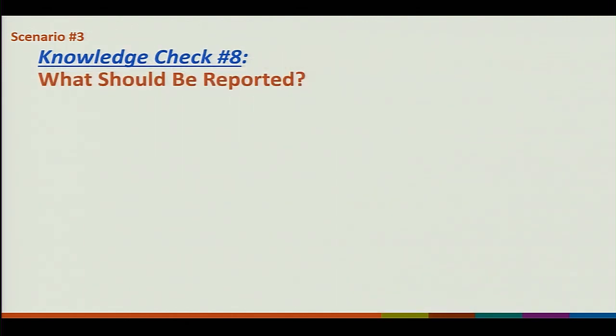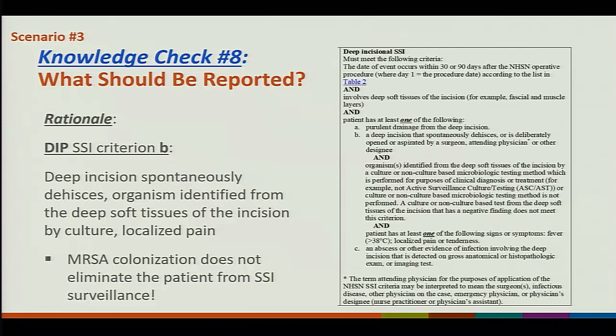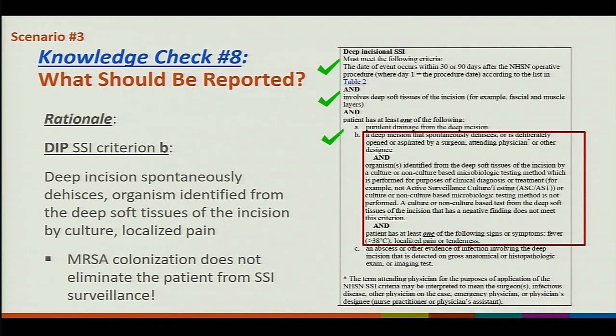But additionally, we have another SSI to report because this is a CABG procedure, a CBGB. We have 2 incision sites, remember? A primary and a secondary. So we also meet a deep incisional SSI criterion B. The event occurred within 90 days because it's the primary CBGB incision site. It involved the deep soft tissues of the incision. And there was a deep incision that spontaneously dehisced. An organism was identified from the deep soft tissues, and the patient had localized pain noted.